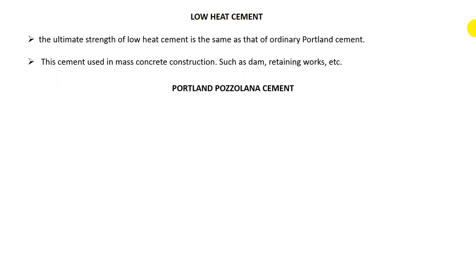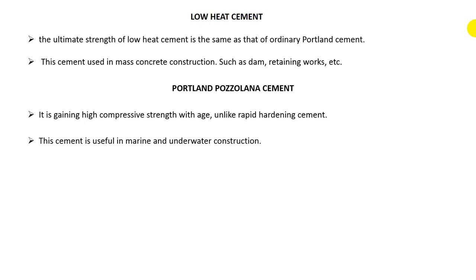Portland pozzolan cement. It gains high compressive strength with age, unlike rapid hardening cement. This cement is useful in marine and underwater construction. Portland pozzolan cement we can use for underwater construction. Its use is for water tightness and it is mainly used in building construction.